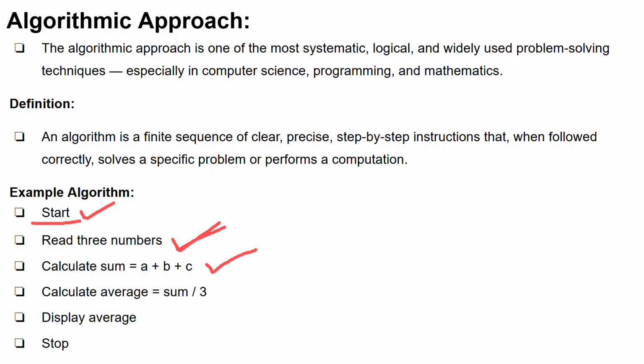Then we are calculating a plus b plus c, and finally we will be calculating the final output, that is the average, which is sum by 3. After calculating the average, our intention is to display it. So we are displaying it here. So displaying the average is our intention. So definitely we display it here, and our problem is solved. So this is our problem, to display the average of three numbers. Finally we'll stop here. So this is called the algorithmic approach.